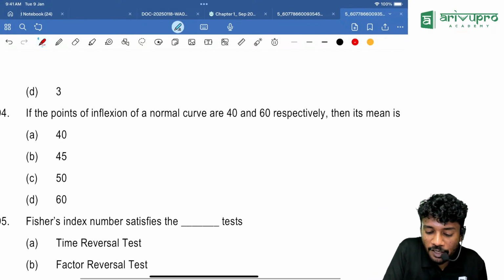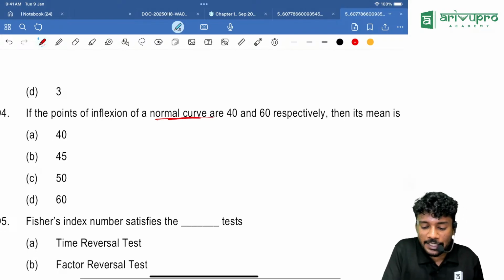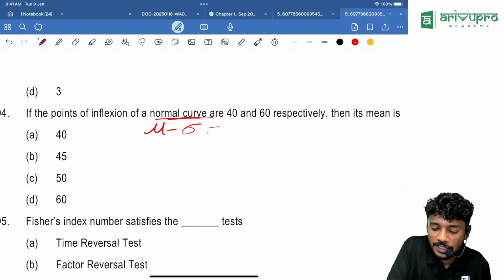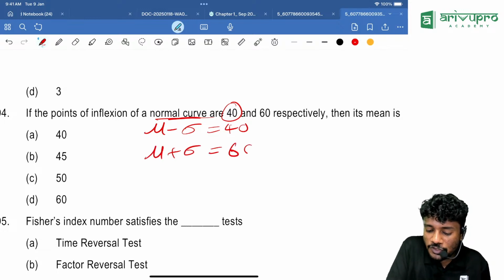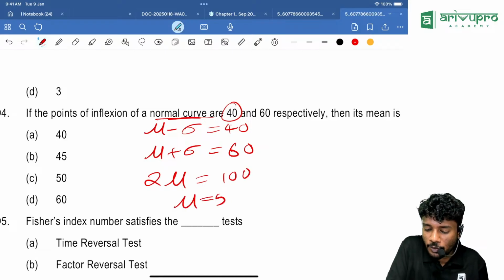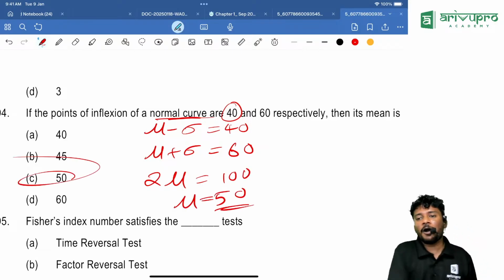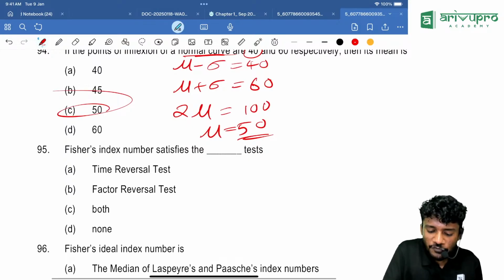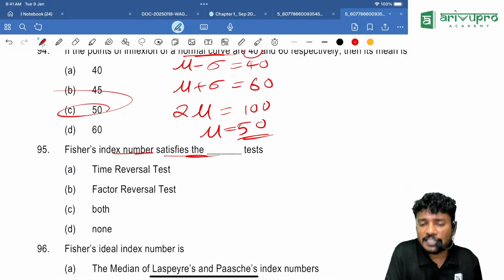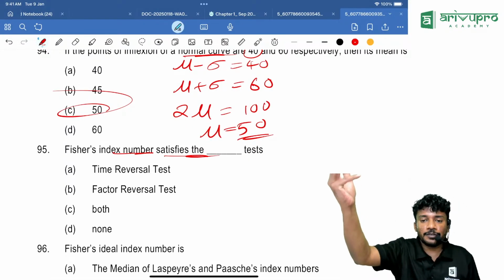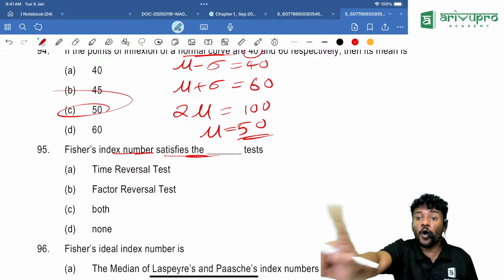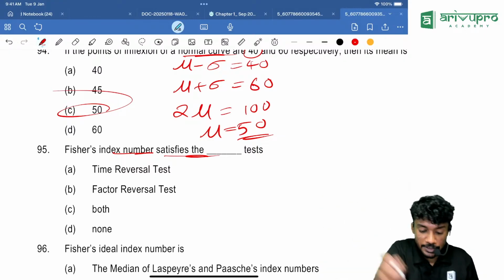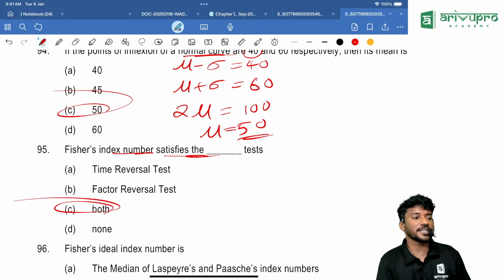Next one. If the points of inflection of a normal curve, that means mu minus sigma is how much? 40. Then mu plus sigma is how much? 60. From this 2 mu is equal to 100. Mu is equal to 50. Answer is option C. Now, Fisher's index number satisfy what? It will satisfy both. It won't satisfy what? Circular test. Answer is option C.